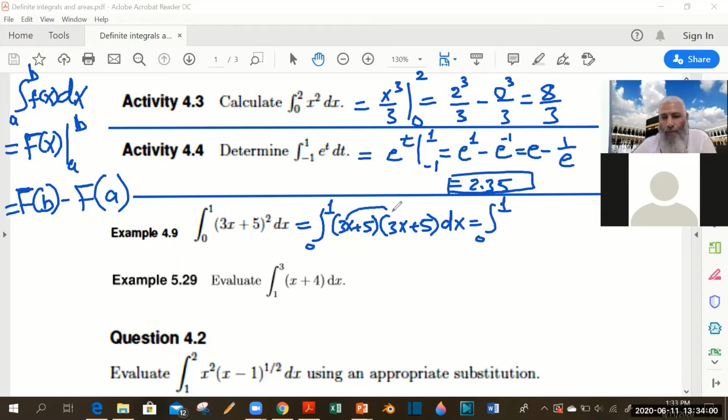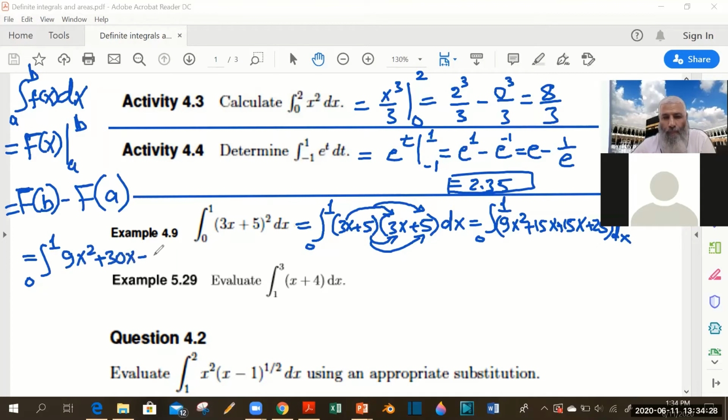This is integration from 0 to 1. We will use FOIL: this multiply this, this multiply this, and so on. It's going to be 9x squared plus 15x plus 15x plus 25, which means 9x squared plus 30x plus 25, dx. We can write this directly from this step if we memorize that a bracket squared means the first squared plus the second squared plus the first times the second times 2. 3x times 5 is 15x, times 2 is 30x.